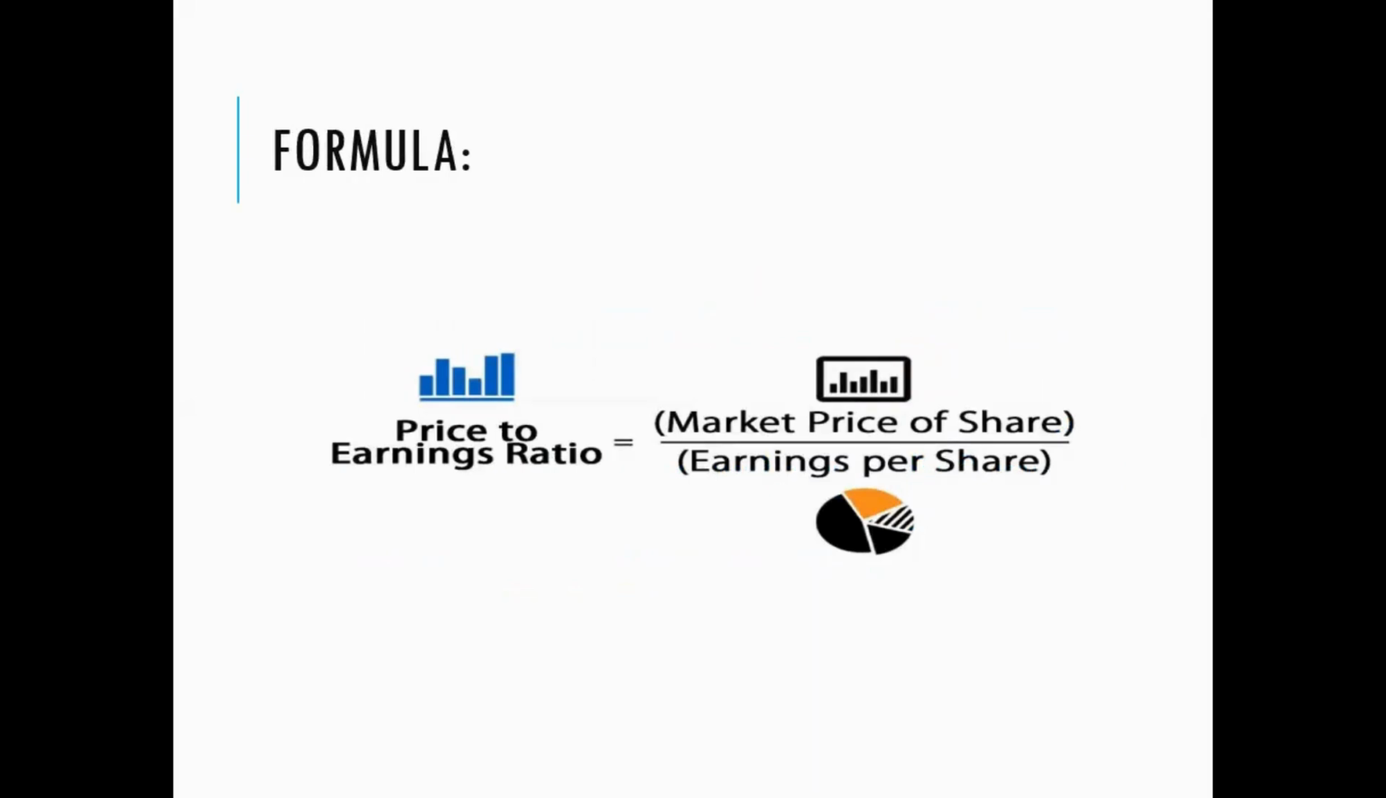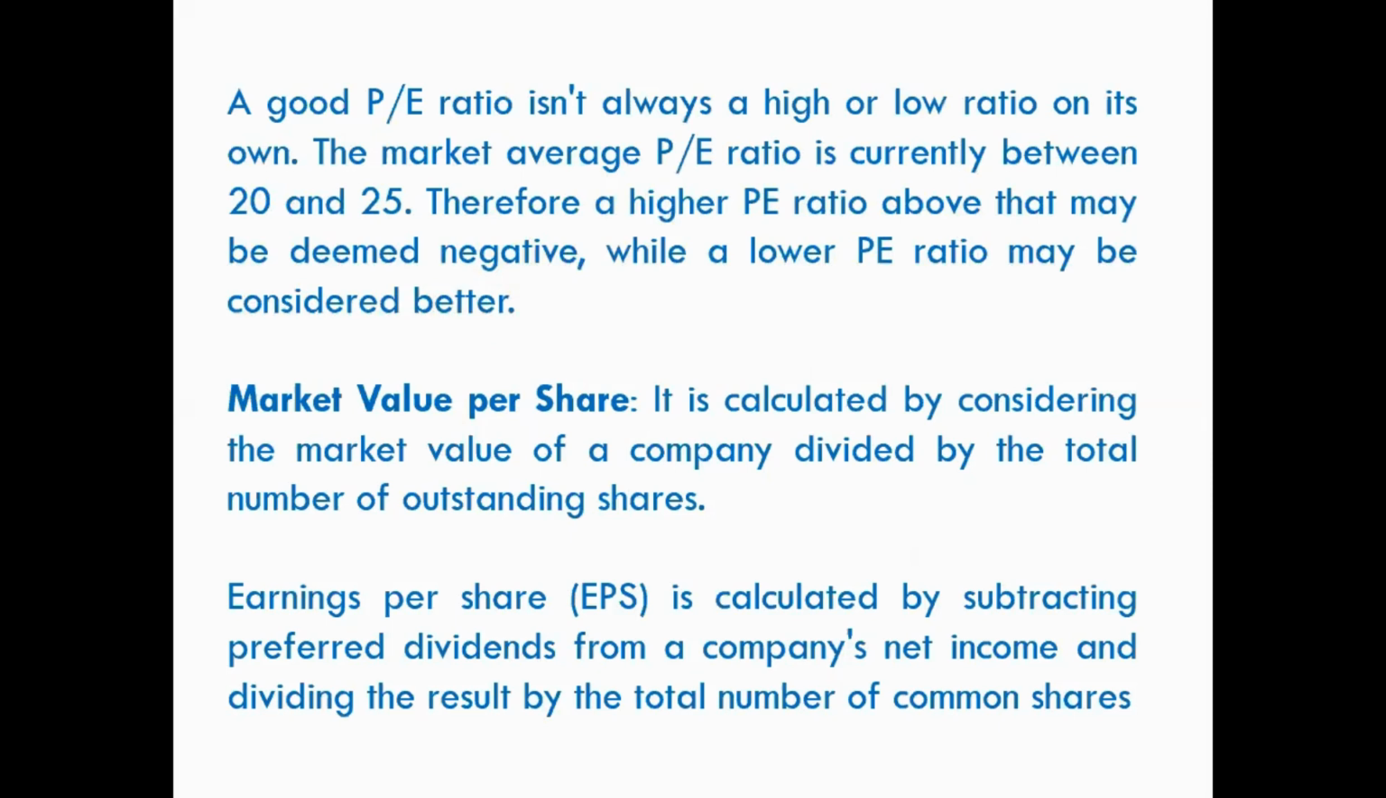Price to earnings ratio equals market price of share divided by earning per share. A good PE ratio isn't always high or low. A low ratio on its own. The market average PE ratio is currently between 20 and 25. Therefore, a higher PE ratio above that may be deemed negative, while a lower PE ratio may be considered better.